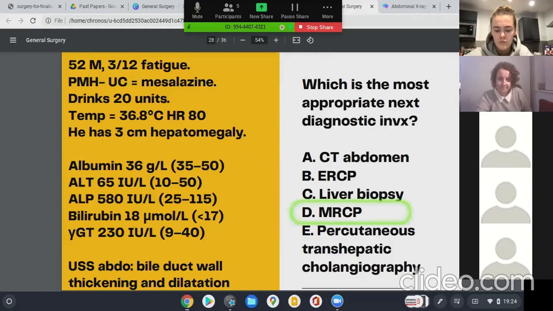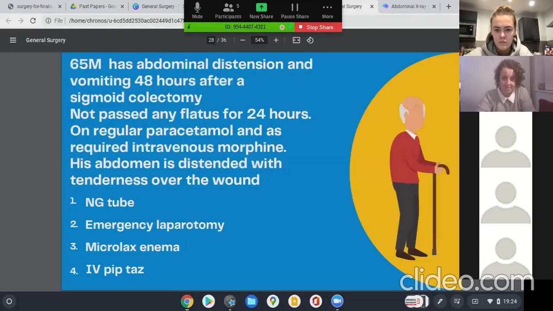Moving on. Our next question is a 65-year-old male. He's got abdominal distension and is vomiting 48 hours after a sigmoid colectomy. Now he's not passed any flatus for the past 24 hours. He's on regular paracetamol and he's also had some PRN morphine. His abdomen is distended and he's got tenderness over his wound. Which of the following treatments do you think is most needed?